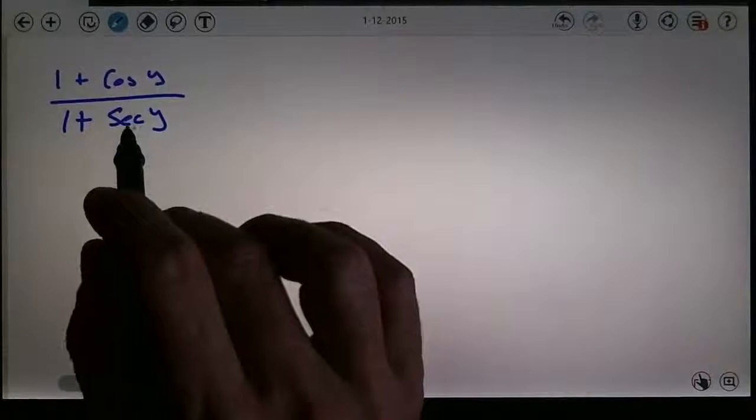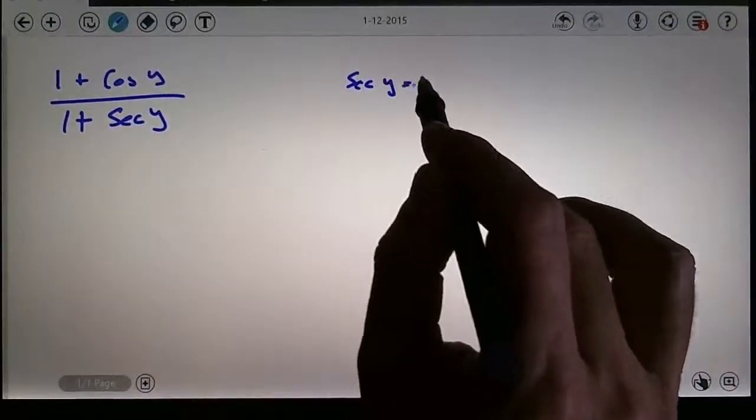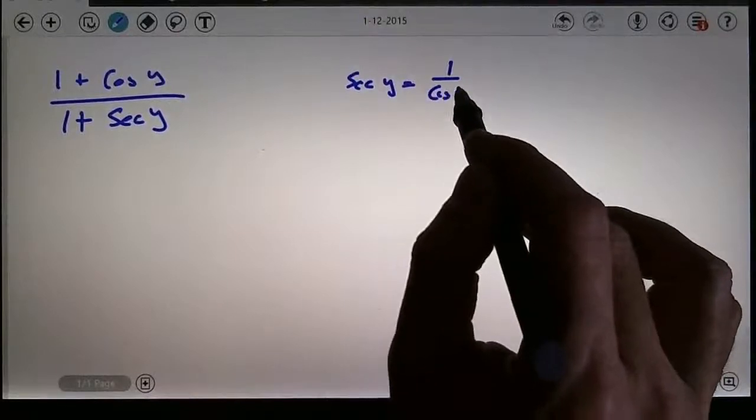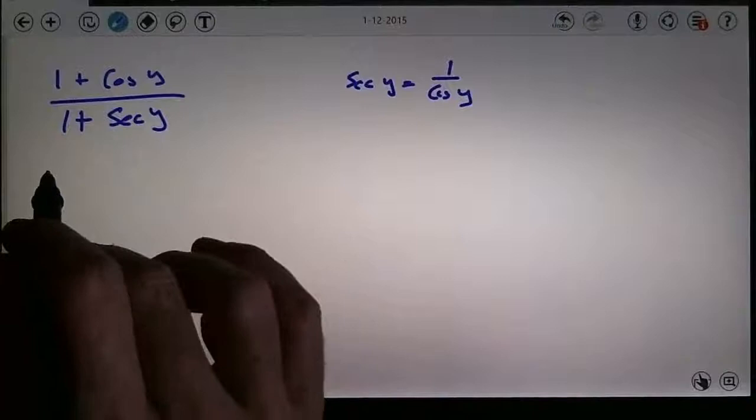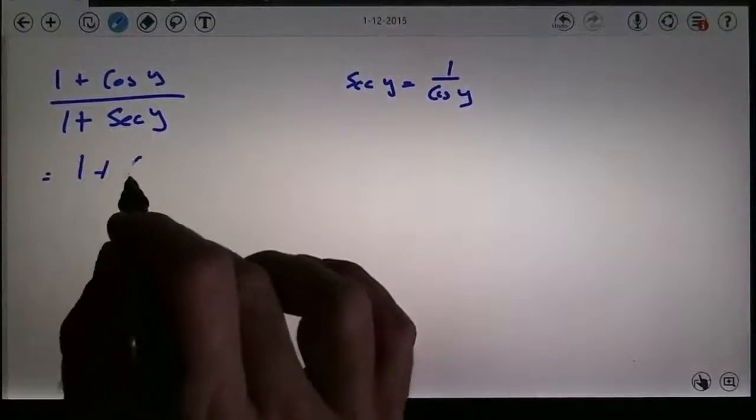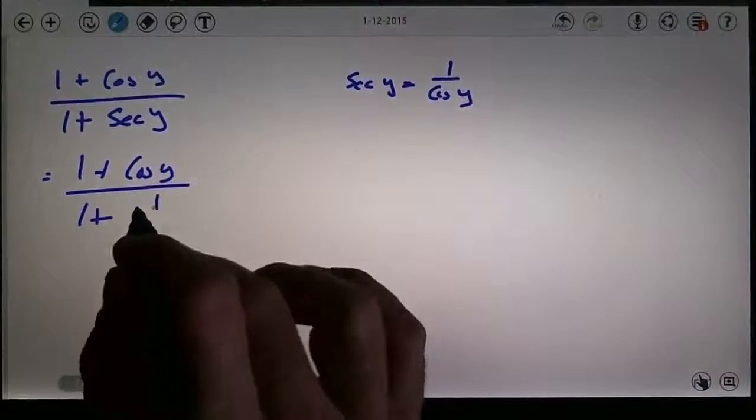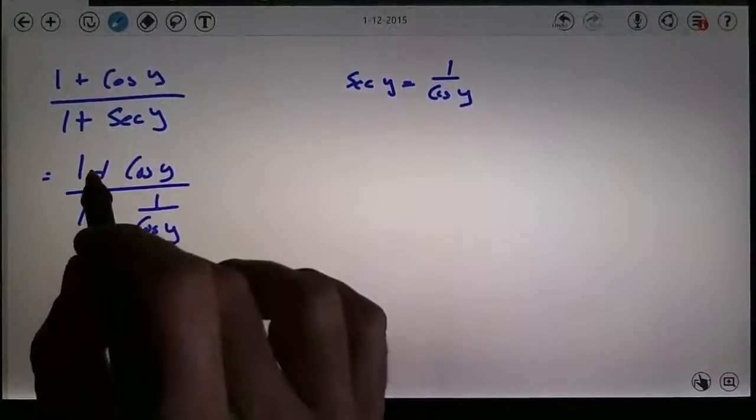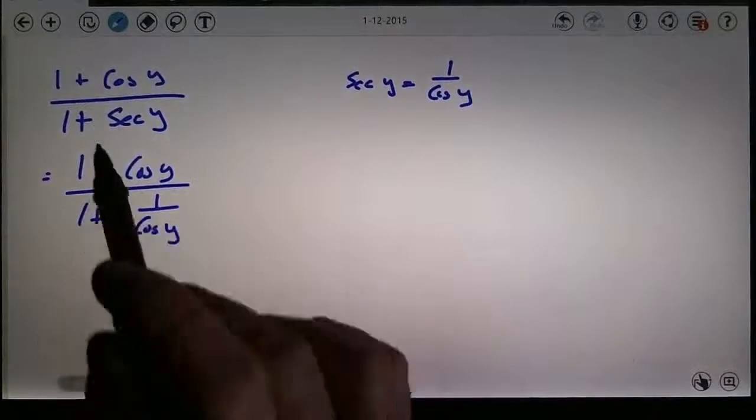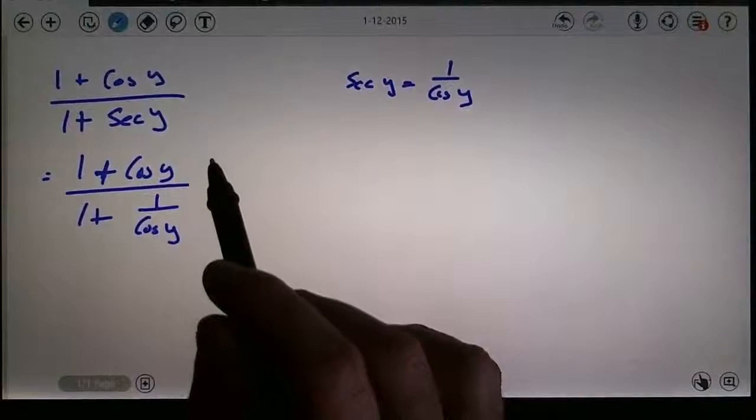But cosine and secant are very closely related in my mind because the secant of y is 1 over the cosine of y. So I have the option of turning this into 1 plus cosine y over 1 plus 1 over cosine y, because that's what the secant of y is. Now, did I just complicate things or did I simplify things? I'm trying to simplify. Well, I did probably both.